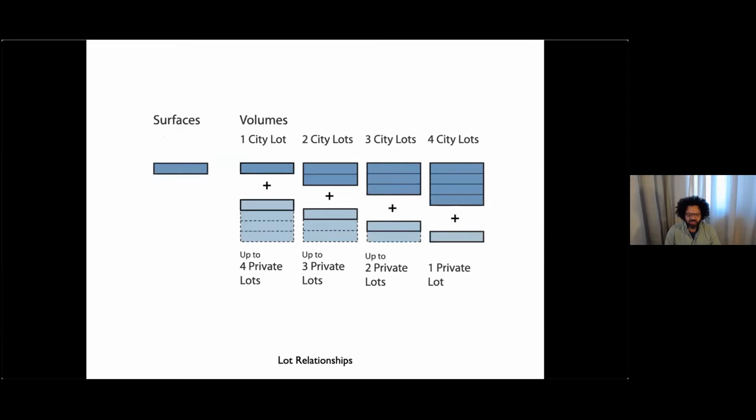I started by articulating an idea that you could have collective spaces as that positive agent, and that would really be through a set of surfaces, which are really more spaces that I envisioned as being implemented by community organizations within different neighborhoods. And then you could also have development of buildings, which would have collective space as volumes within combinations of one city lot and up to 4 other private lots, or 4 city lots and 1 private lot.